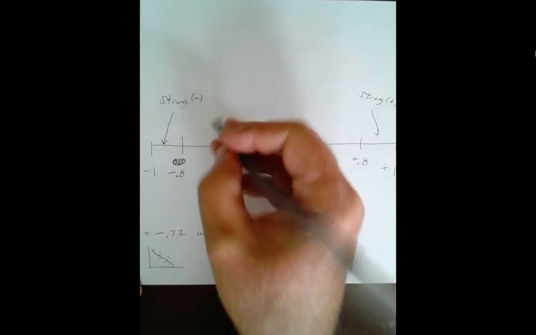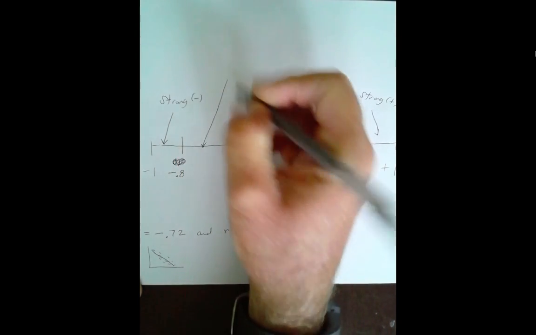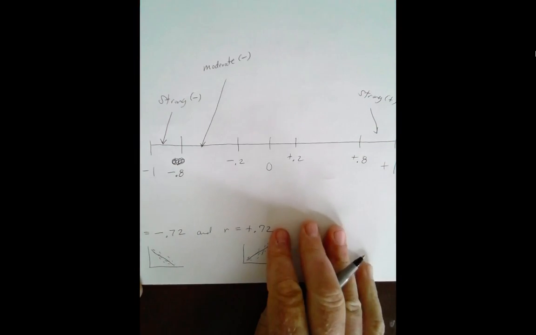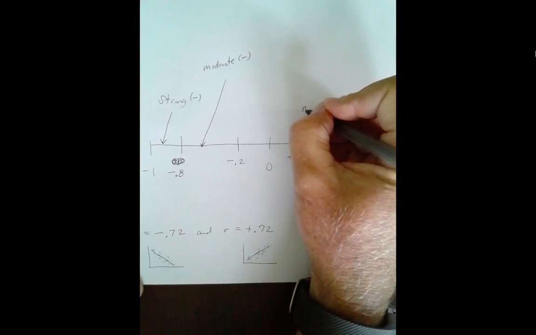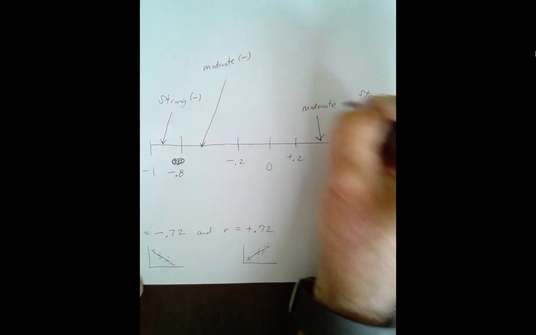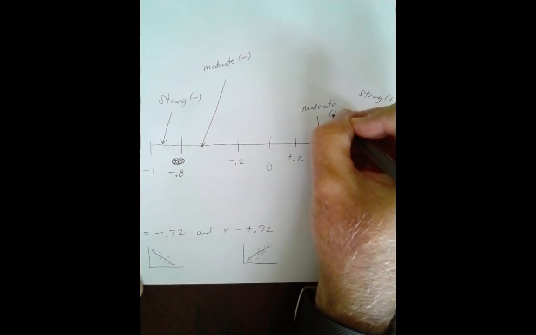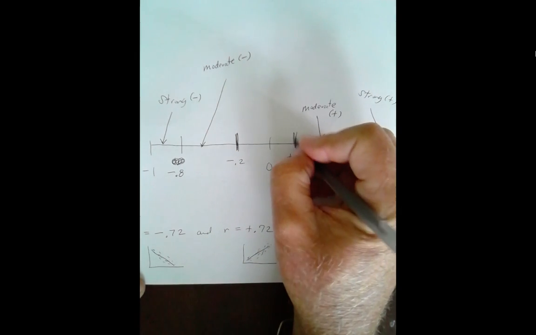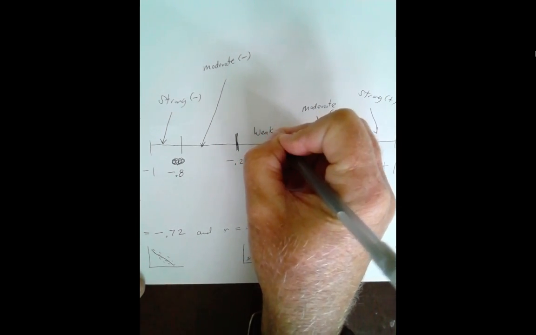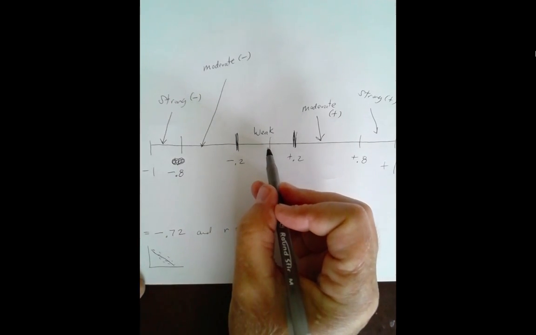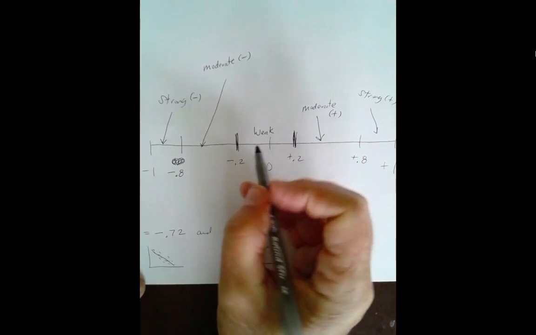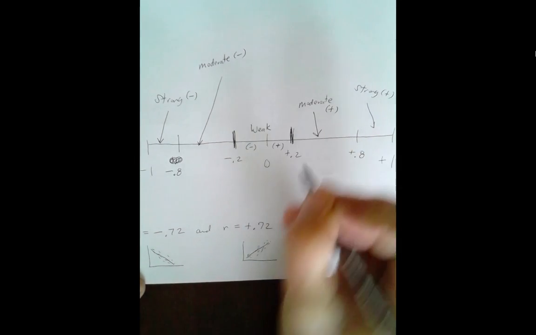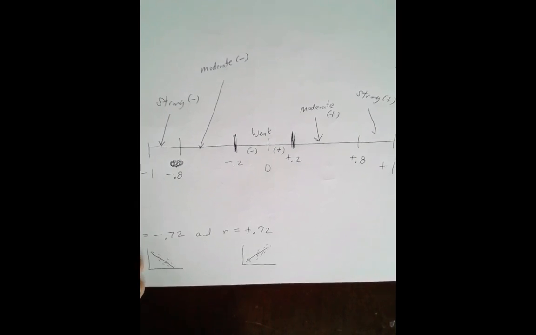From negative 0.8 to negative 0.2, we can accurately classify this as a moderate negative relationship. And we can get a pretty good indication of a moderate positive relationship from 0.2 to 0.8. Guys, anything between here and here, we would refer to as a weak relationship. So if it's from 0 to negative 0.2, it's a weak negative. If it's from 0 to positive 0.2, as you would expect, it is a weak positive relationship.